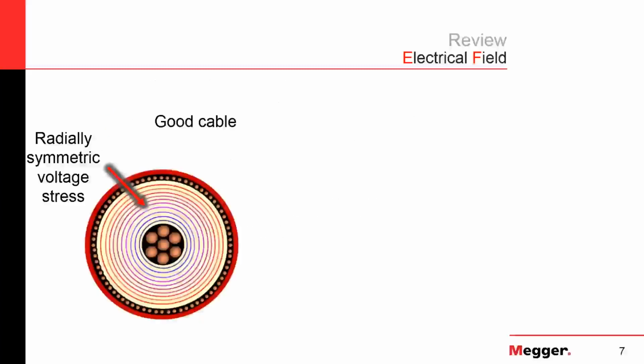So when I talk about aging conditions, pretty much what I'm talking about are water trees, although there are others. In a healthy cable, such as on the screen here, we have a radially symmetric voltage stress. No matter which direction you go from the center conductor to the outer conductor, the voltage stress is going to be uniform across the whole cable or any direction there.